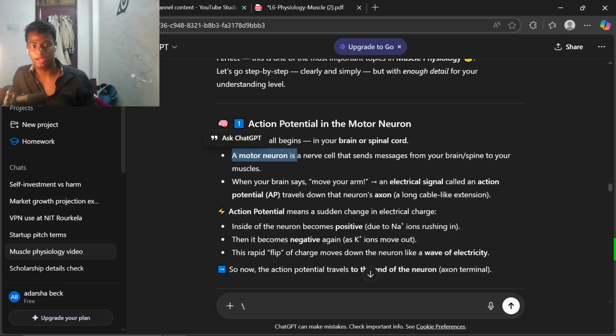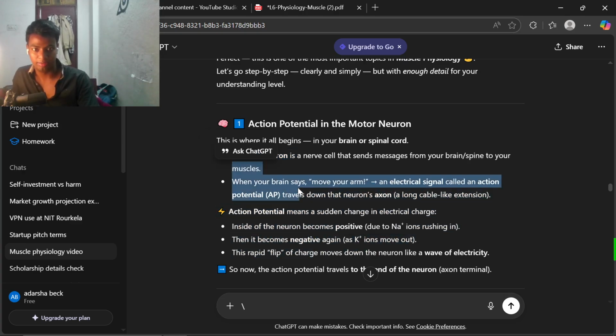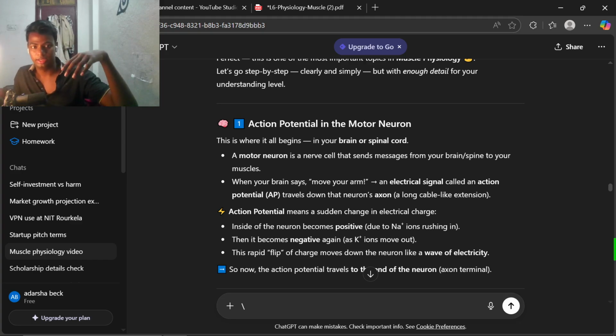So when you say move your arm, there is a certain action potential formed from the neuron axon. How does that action potential form? These are the steps. First this process occurs, then this process. Remember it. When the brain says I need to lift my arm, some of these motor neurons become positive. How do they become positive? The sodium ions rush in.